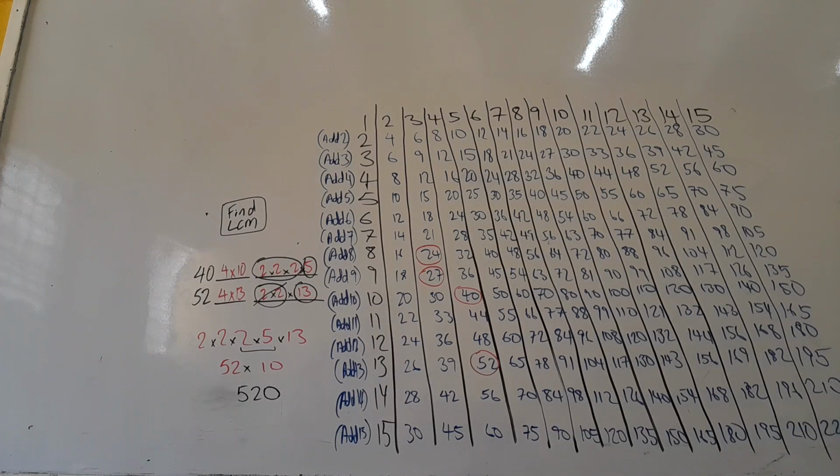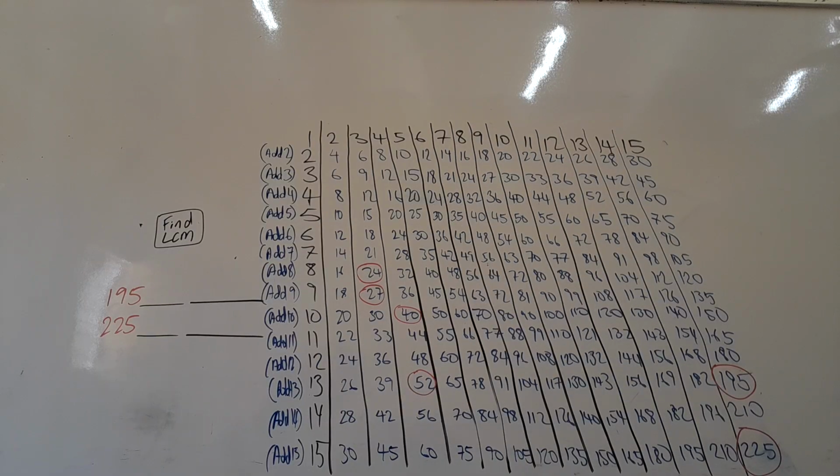Now my favorite thing to do here is I like to group a 2 and a 5 so that at least I know I can account for 10 out of the entire set of prime numbers there. So all I have left is 2 by 2 by 13, which gives me 52. So I multiply 52 by 10.